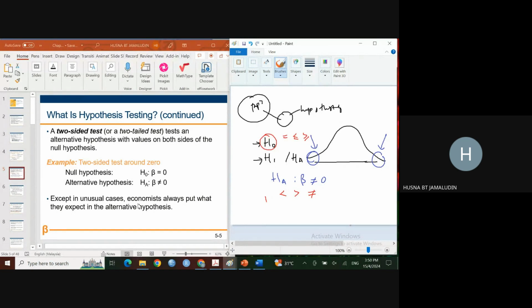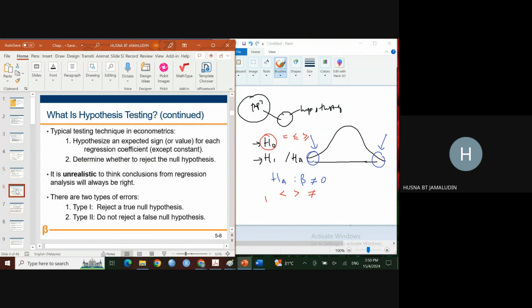Normally, economists always put what they expect in the alternative hypothesis. Normally, your hypothesis is HA or H1. This is your hypothesis, in normal cases, unless you are certain that the null is actually the right one. The general hypothesis is the correct one, but it is less likely. Normally, the general claims are not correct, and we want to come up with our claim saying that no, the result is not that. We want to come up with our own result.